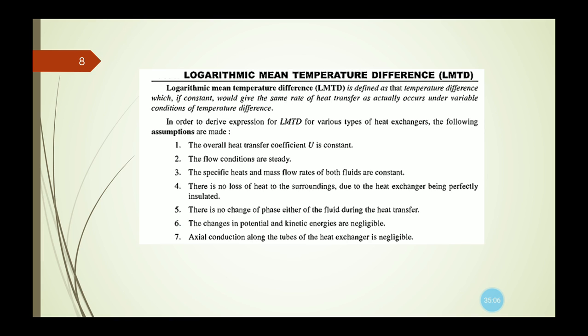Next, there is no heat loss to the surroundings, as the heat exchanger is perfectly insulated. Next, there is no change of phase of either fluid during the heat transfer. Then the changes in potential and kinetic energies are negligible. Next, the axial conduction along the tubes of the heat exchanger is negligible. So these are the 7 different assumptions that we have made to derive the expression for the LMTD of various types of heat exchanger.